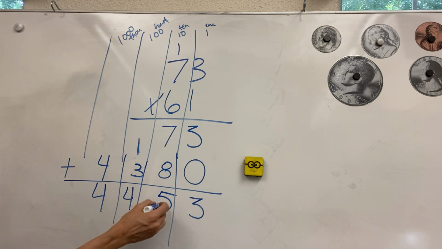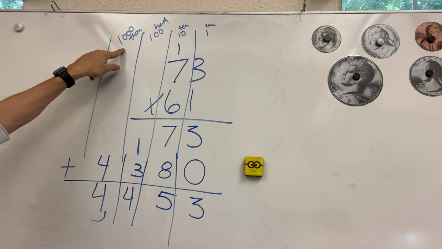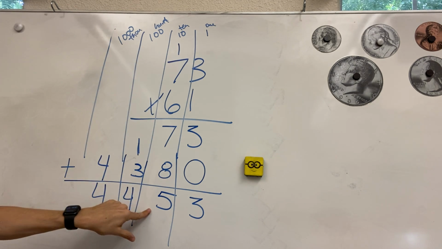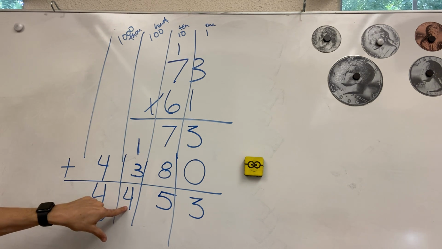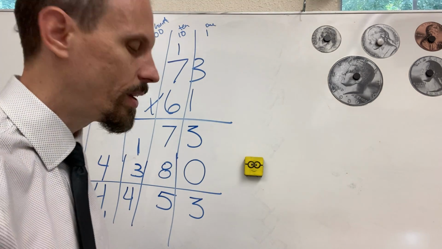Let's count backwards: 1, 2, 3, 4,000. 4,000, because it's in the thousands place. 400, because you have 400s. 53. 4,000, see the comma? That's why you count backwards and put the comma. 4,453.